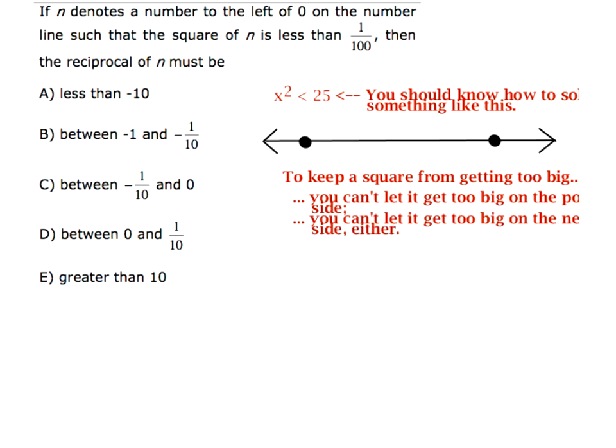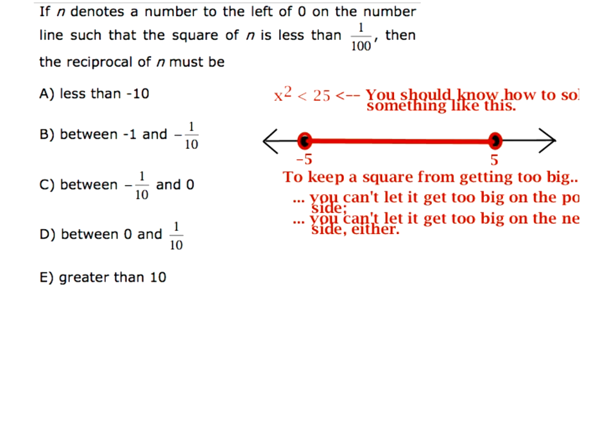So these are the two numbers that will actually give you 25 if you square them. This will give you 25 if you square it, and so will this. So if you want to keep the square under 25, then you're looking at the part in between these two dots. And the two dots themselves are going to be hollow, because you don't want the actual values of -5 and 5. Those would be equal to 25, they're not less than 25.